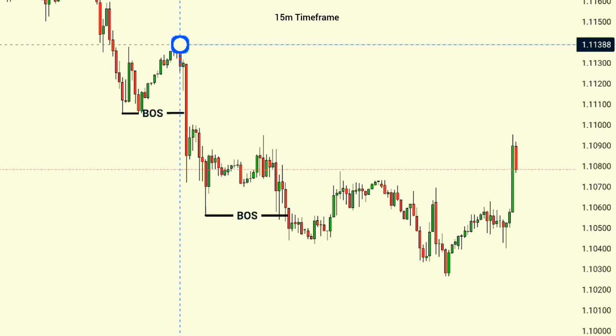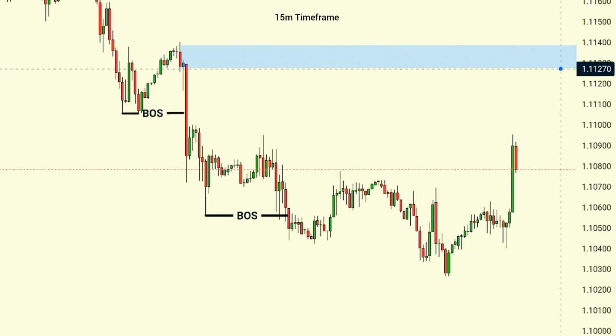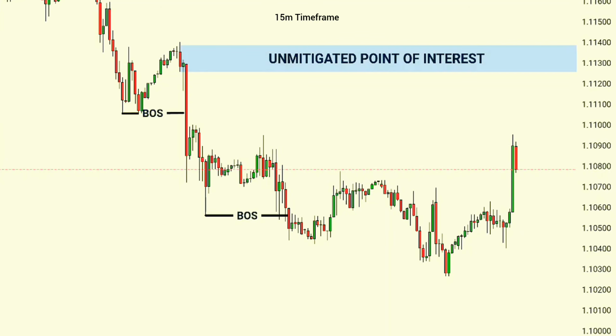An unmitigated point of interest is a price zone where strong selling started, but price never returned to test it again. On this chart, that area is the origin of a sharp downward move. Institutions likely placed large sell orders there, causing the market to drop with momentum. Since price did not revisit that zone, those orders are considered unfilled or partially filled. Because of this, when price retraces back into that area, there is a high chance of another reaction.